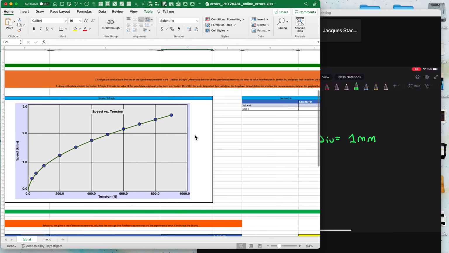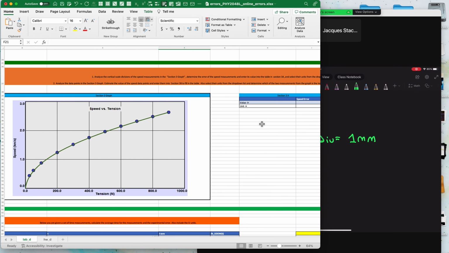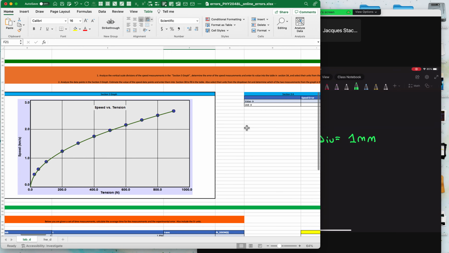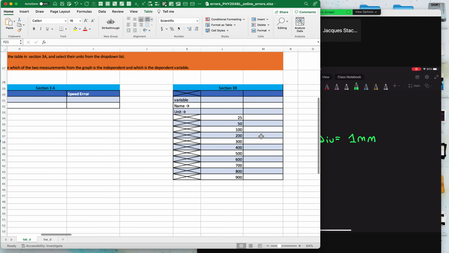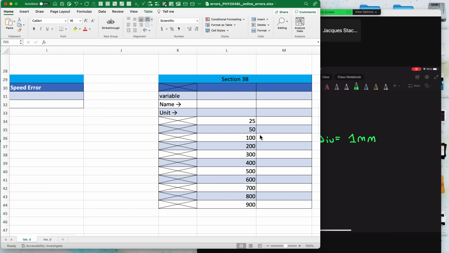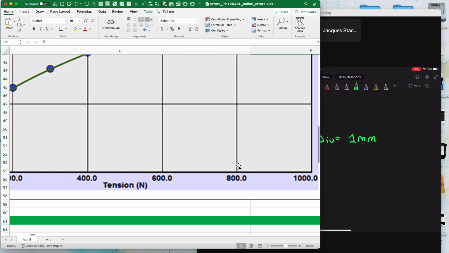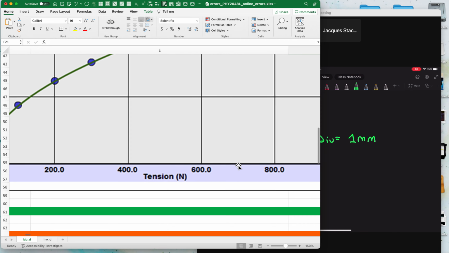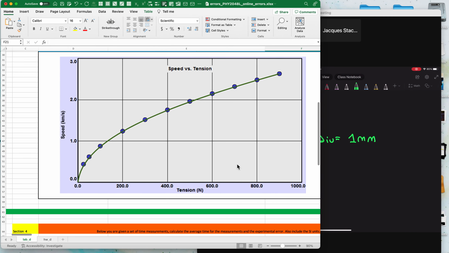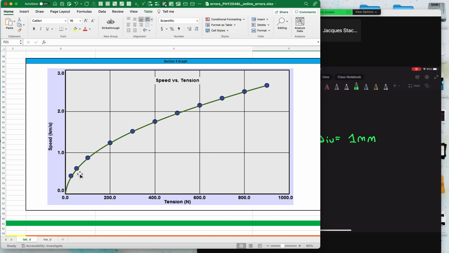Part 3. So part 3, here you're given a table, and if you look on the right here, you're actually given some numbers already. So you're given the X data, which is 25, 50, 100 all the way down to 900, and that corresponds to the numbers on the horizontal axis here. So what you have to do is, for each of these dots, you already have their X coordinates. That's what's given on the table, and what you have to find is the height, the Y value of each of these dots, and you're going to enter.